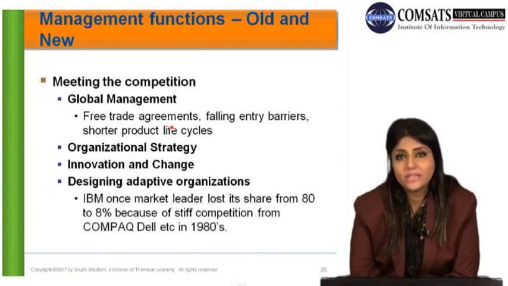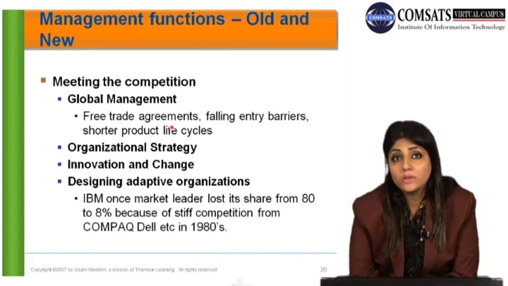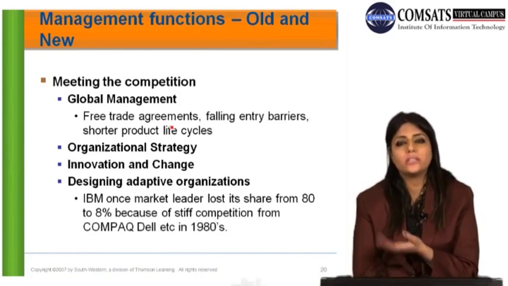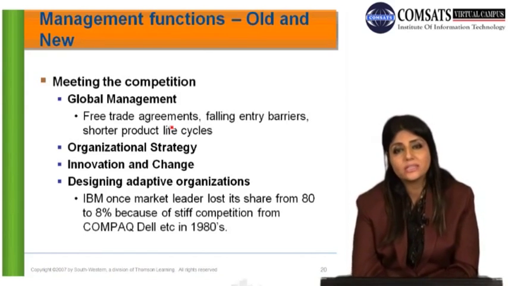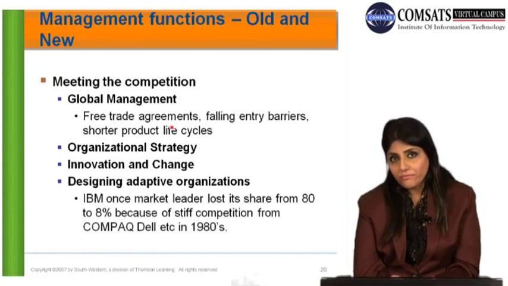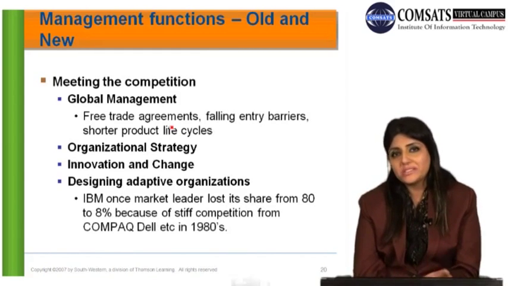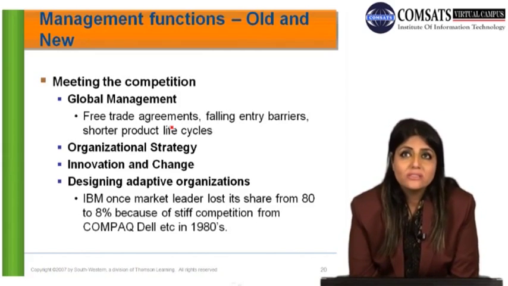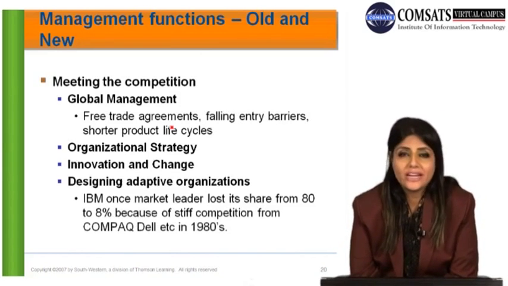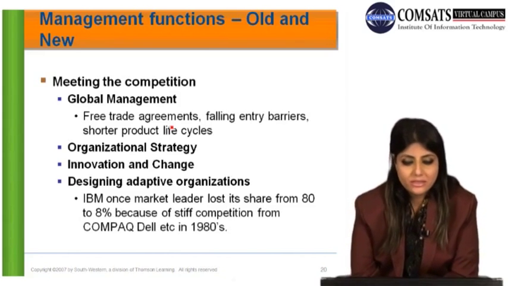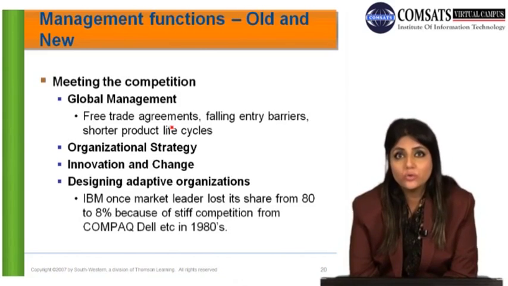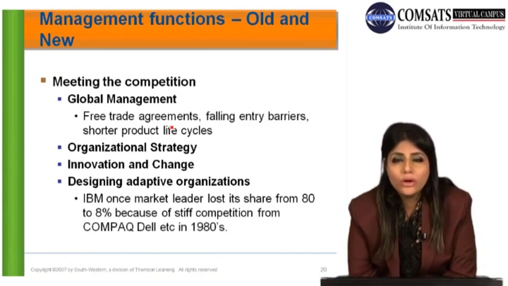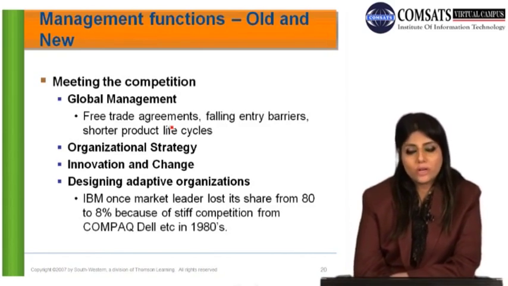Then we have shorter product life cycles. The life cycles used to be longer earlier than they are now. Now there are more and more innovations, and as a result there is more and more technological development, and new products replace the older products. The products get old very soon, right? So managers need to understand this competition, and they need to meet this competition to stay in business. Then we have organizational strategy. They need to formulate their organizational strategy as per the challenges of the external environment. We'll be talking more about organizational strategy in our next lecture, so we don't talk much of it here.